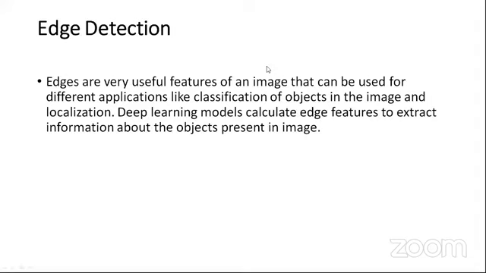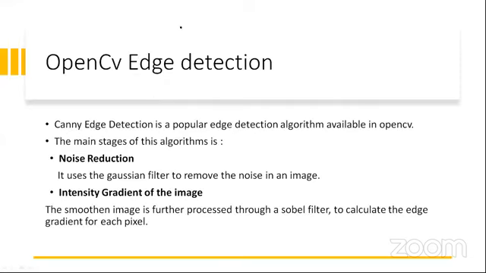Okay. So edge detection is basically, whenever you are working on an object detection algorithm or face detection algorithm, you need to extract the edges from the image, right? So how will you do that? We have a very famous algorithm in OpenCV, which is called Canny edge detection. It is one of the popular edge detection algorithms available in OpenCV.